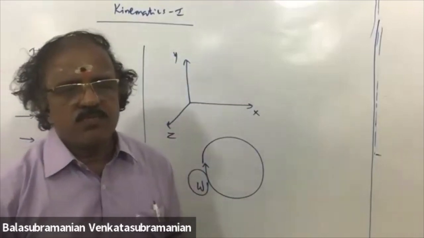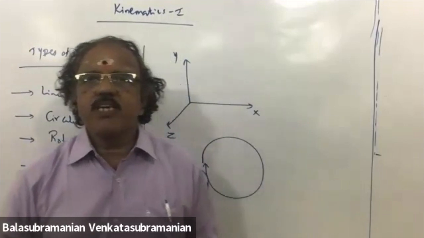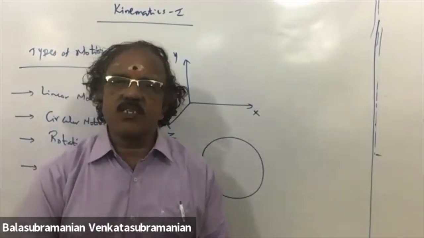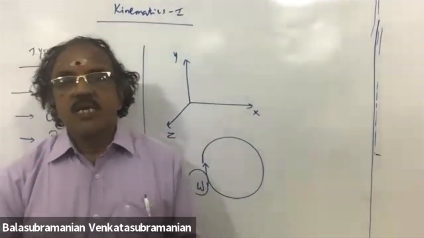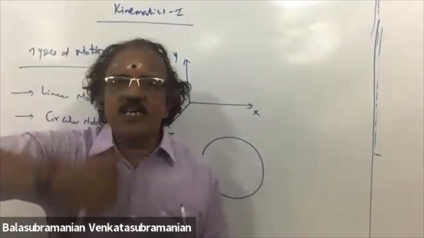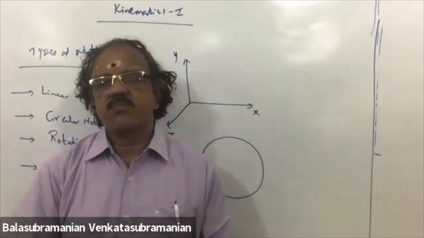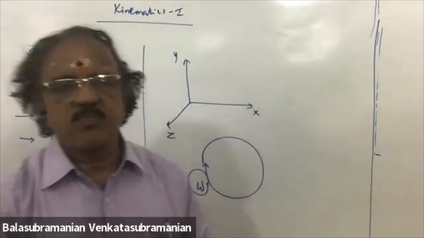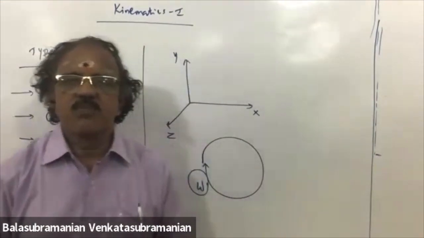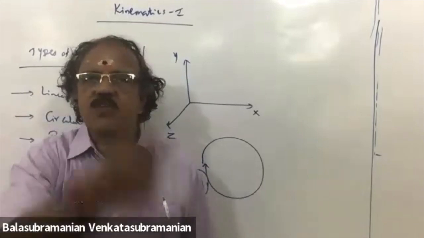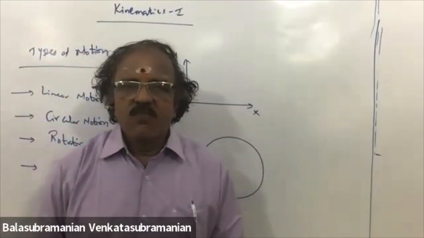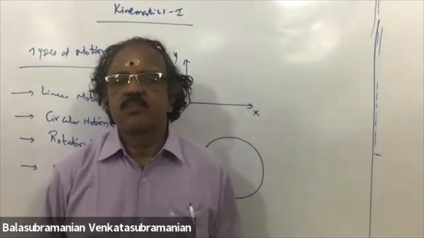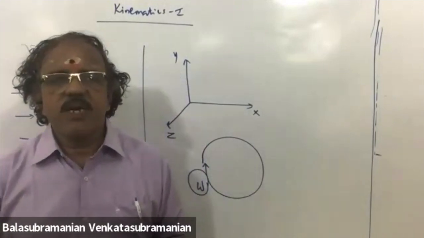Rotational motion. The body is rotating. Earth is revolving, rotating around the sun. Earth spins on its own axis and then revolves around the sun. You should know the difference between these two: normal movement in circular motion, versus spinning on its own axis and then revolving. Vibratory motion: the particle is vibrating about the mean position, above and below the mean position.